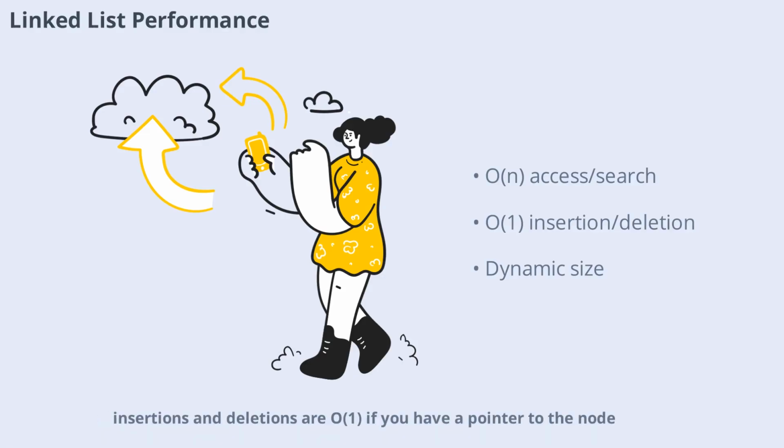However, insertions and deletions are O(1) if you have a pointer to the node, making them much more efficient for dynamic updates. This makes linked lists a great choice for applications where changes are frequent, but random access is less important. Still, the loss of O(1) access can be a significant drawback in some scenarios.